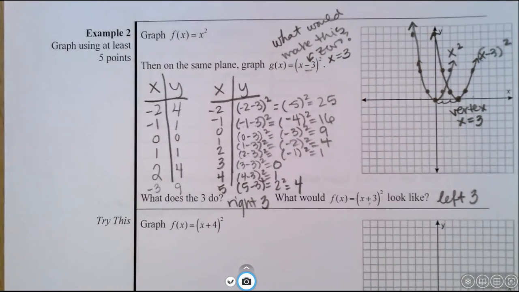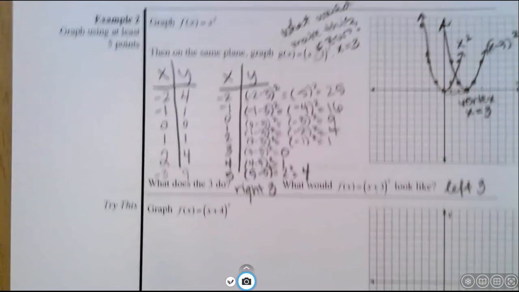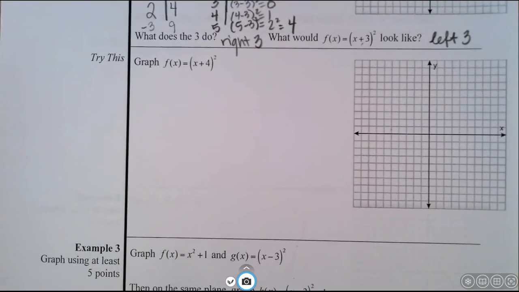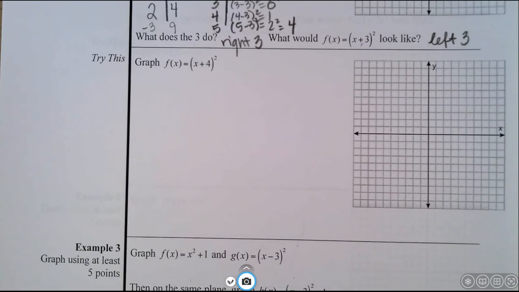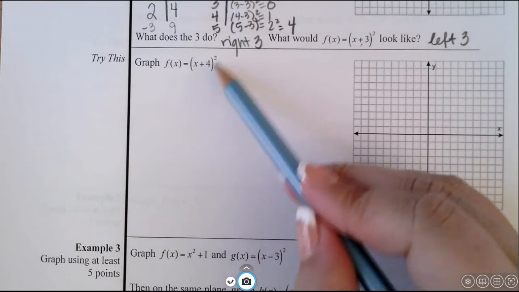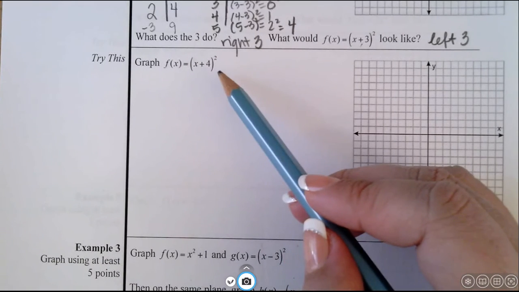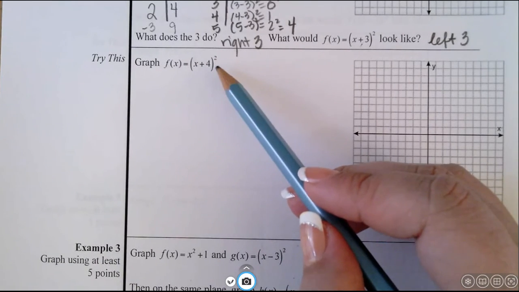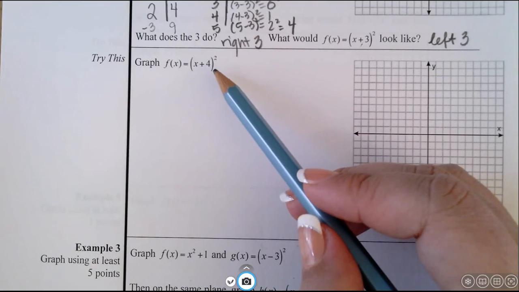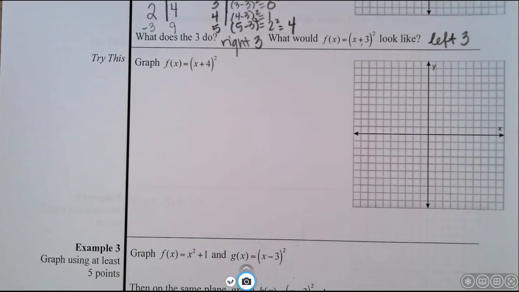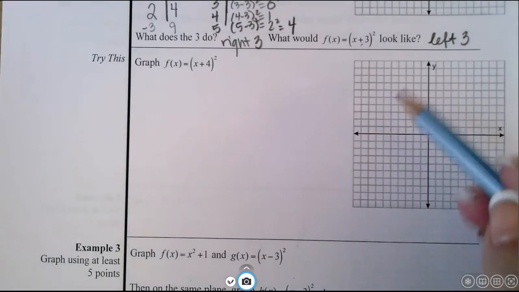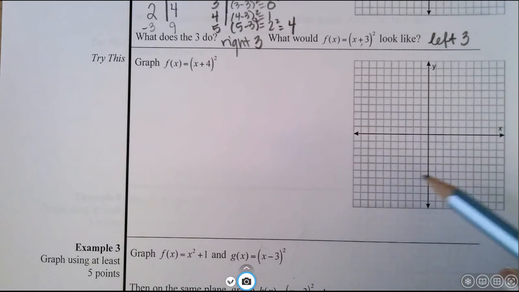So I'd like you to think about that for a second, and then go ahead and do the try this, and then again on Edpuzzle, type in the words what this transformation represents. What movement has this graph gone through? Did it go up or down or right or left? And by how much? And I do want you to graph it here, and we'll talk about the graph if anyone has questions during our next class.